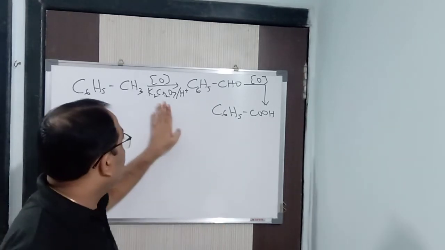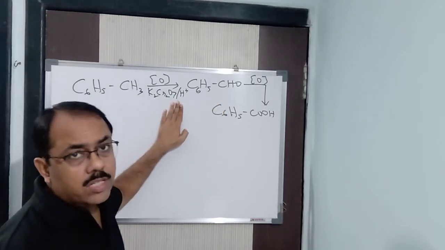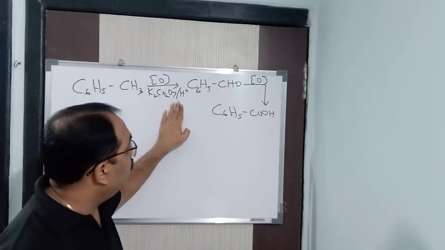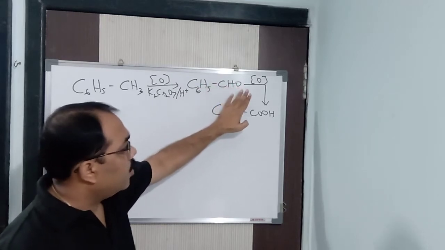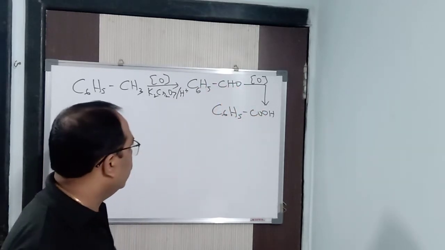If you take, instead of K2Cr2O7 and H+, Collins reagent or PCC, pyridinium chlorochromate, then you will get benzaldehyde as a stable product. It will not be further oxidized to benzoic acid. We have done this particular thing.